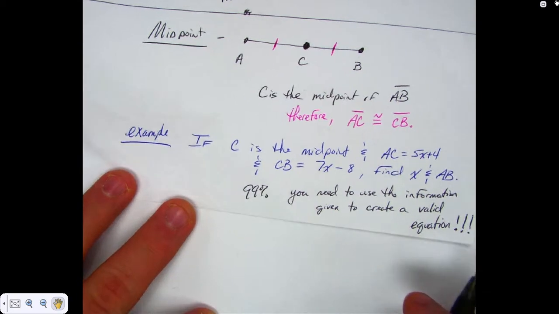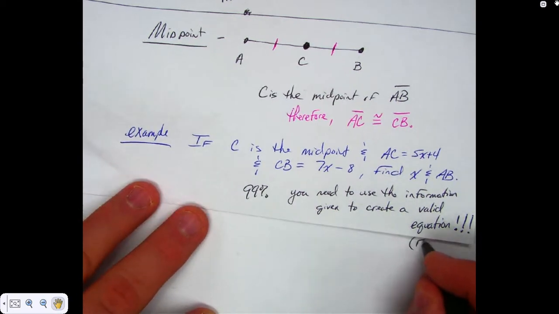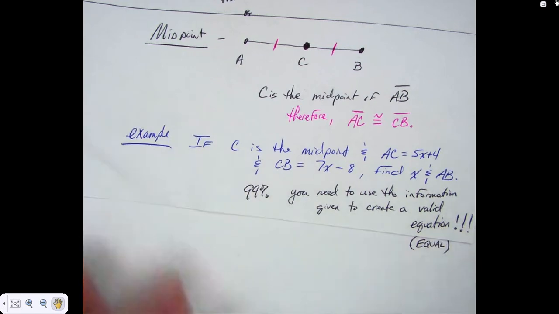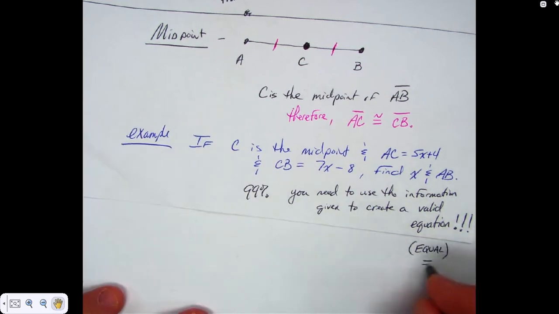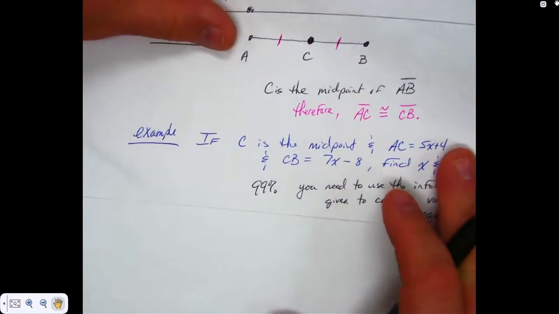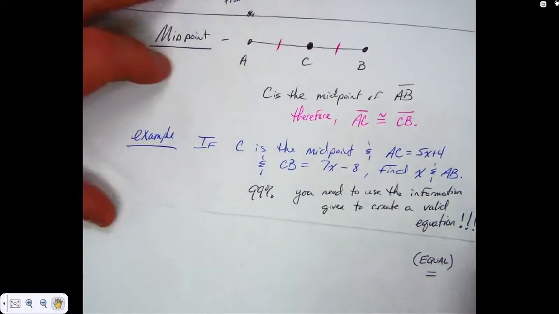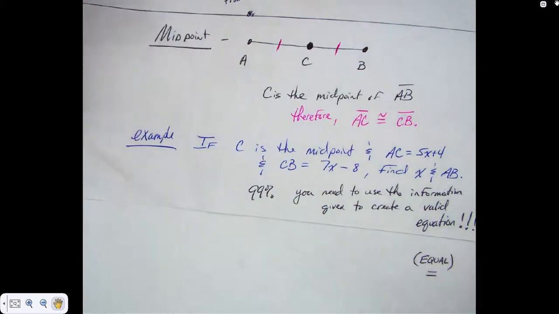Now, my question to you, what makes something an equation? Two things are equal. It has an equal sign. So when you're trying to create a valid equation, you're trying to find some things that are equal, or things that add together to equal this, or something to that effect. So we've got to look at the information given.